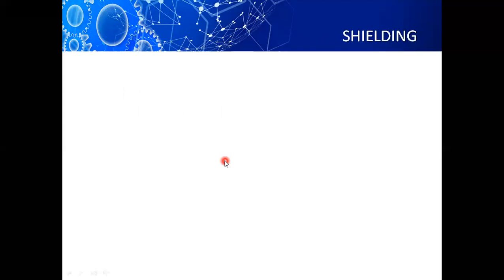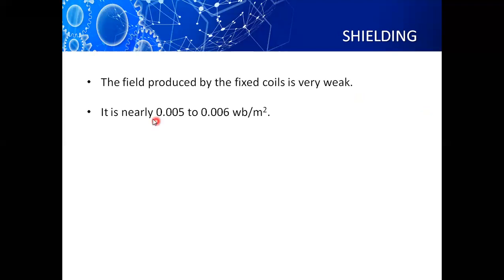Coming to the shielding, the field produced by fixed coils is very weak. For less current, it will produce a very weak field. For more current, a bit more field. Hence, overall, we can consider that the field produced by the fixed coil is weak compared to a permanent magnet. Hence, it is nearly 0.005 to 0.006 Weber per meter square or Tesla.